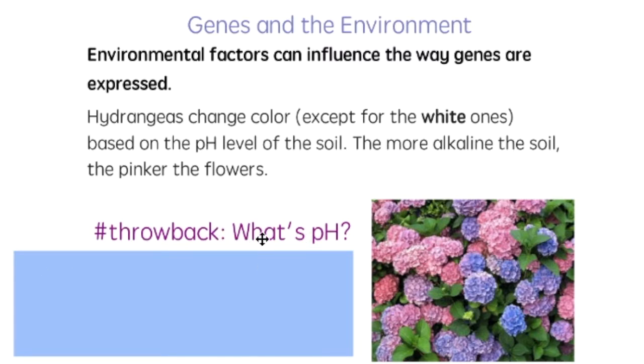Go ahead and answer this throwback question: what is pH down here? The more alkaline the soil, meaning the more basic, the higher on the pH scale the soil is, the pinker those flowers turn. The lower on the pH scale, the more acidic, they are blue. And if they're somewhere neutral, they are purple. So were these flowers born to be pink, purple, or blue? Or is something else causing them to be the color that they are?